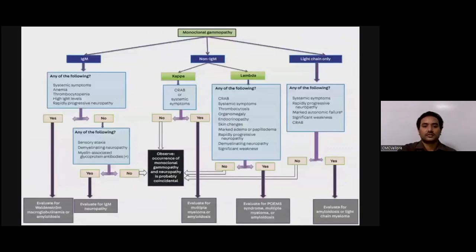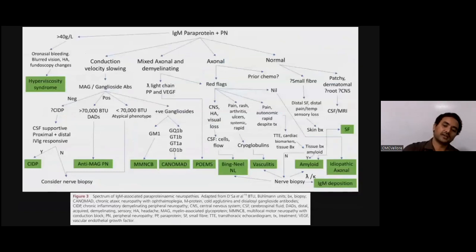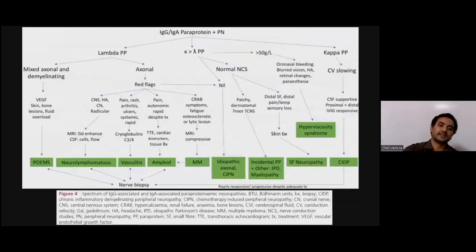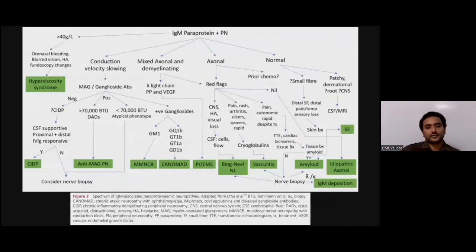So this is the spectrum of IgM and IgG. These slides were put to show the whole spectrum of IgG and IgM. If you have an Ig paraproteinemia plus peripheral neuropathy, and it is more than 40 grams, it will be like a hyperviscosity syndrome. After that, NCS will give a clue. If there is conduction velocity slowing with IgM, then it will be antibody mediated, whether MAG or gangliosides.